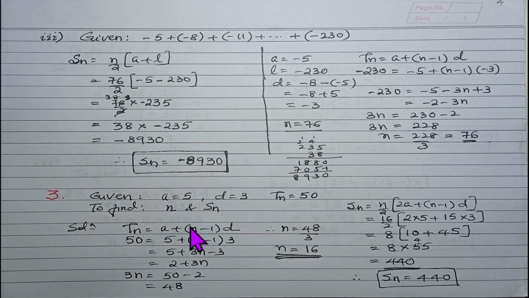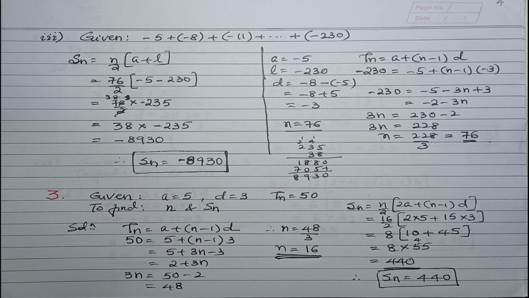Now let us find Sn here. The formula is Sn is equal to n upon 2 in the bracket 2a plus n minus 1 into d. Now n is known to us, that is 16 by 2, into 2 into 5 because a is 5, plus n minus 1 is 16 minus 1, that is 15, and d is known to us, that is 3. So putting the values and simplifying we get 8 into 55, that is 440. Therefore Sn is equal to 440.